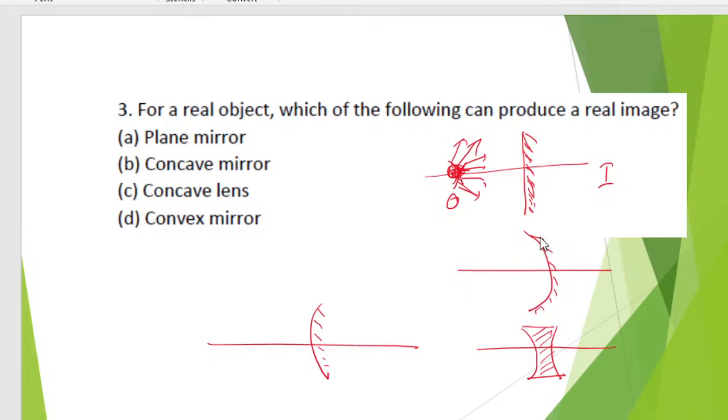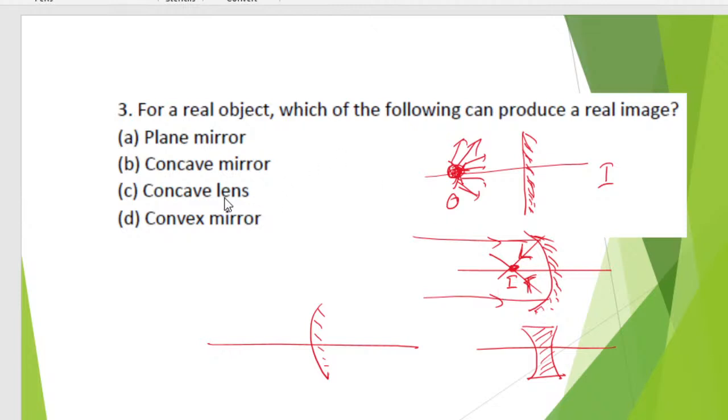But in case of a concave mirror, we can get a situation where rays are coming in this way from infinity. They will meet at the focus. The rays are actually meeting here. Actually meeting means that an image will actually be formed. So that is a real image.